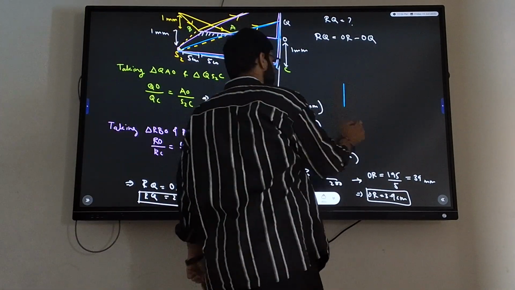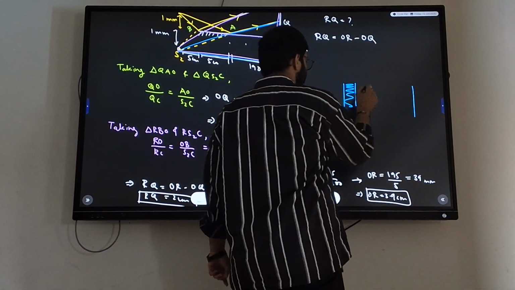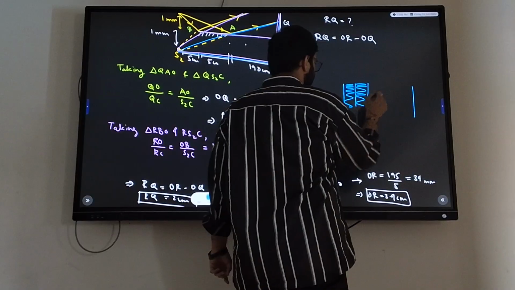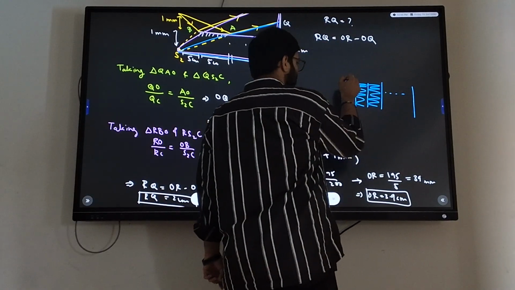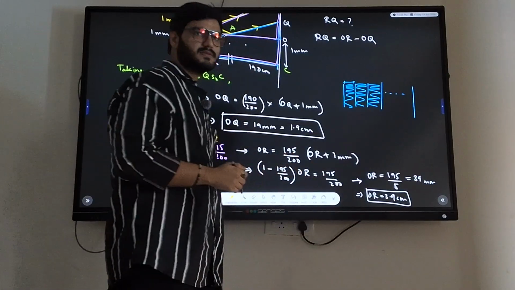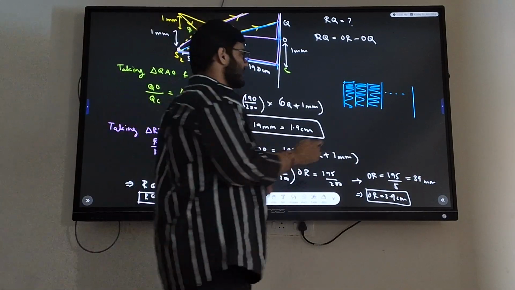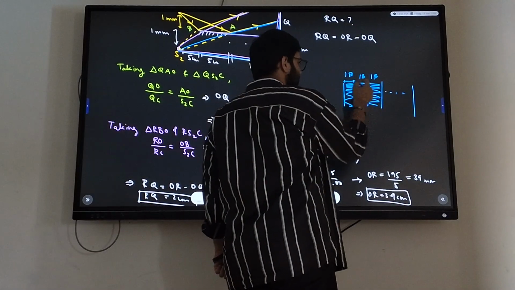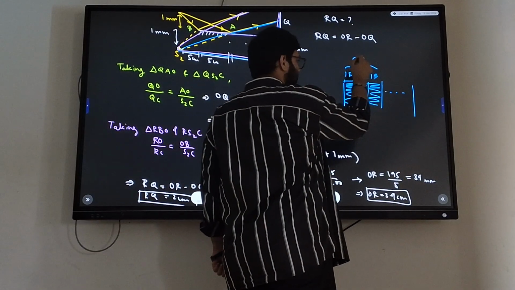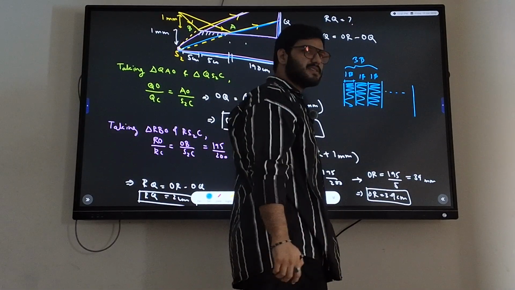If I have this space, and in this space one fringe forms, then another fringe forms, then another fringe forms, how much will be the width of each fringe? That's beta. So this is 1 beta, this is also 1 beta, this is 1 beta, and in total 3 beta for 3 fringes. What if there are n fringes?